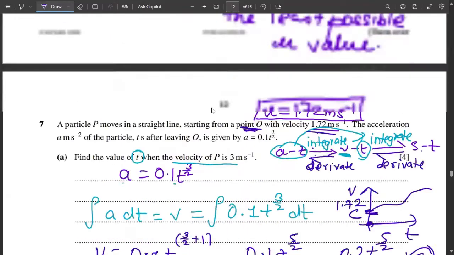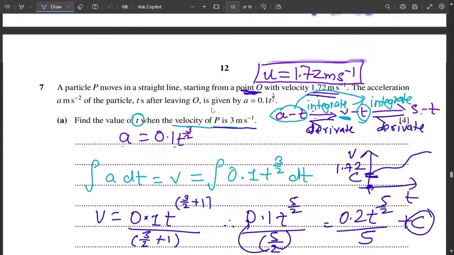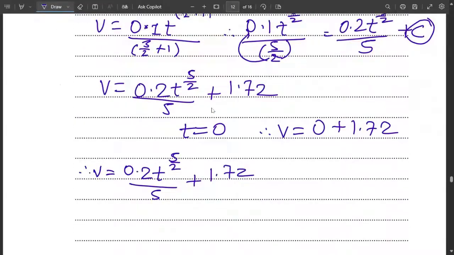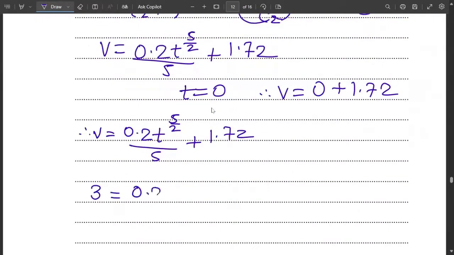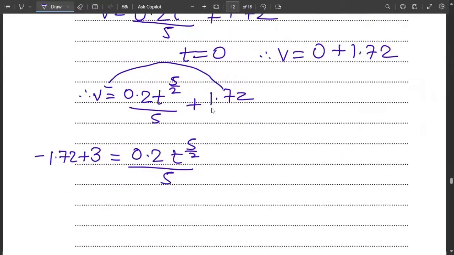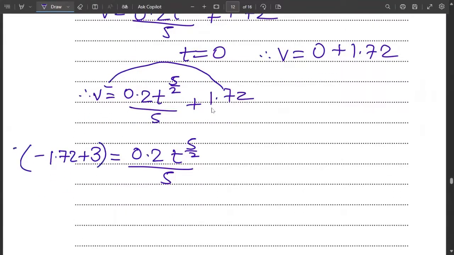Now the next step is to find the value of t when velocity is 3. So here the velocity is 3, 0.2 t raised to 5 upon 2, upon 5, plus 1.72. Now this 1.72, I'll simply move over there, so it will become minus 1.72. This 5 can go up. This 0.2 can go down. Therefore, t raised to 5 upon 2 is equal to, if I put this in the calculator, 5 upon 0.2, times bracket minus 1.72 plus 3.